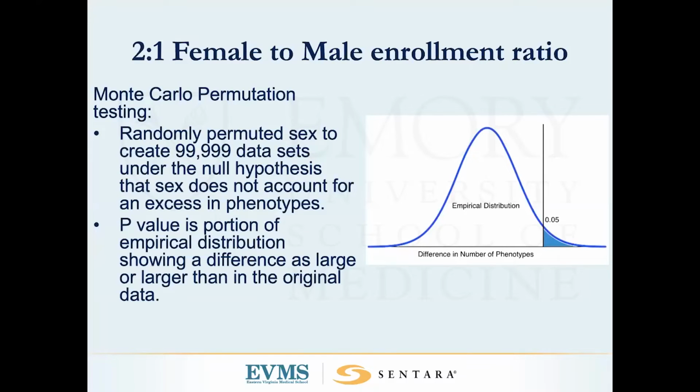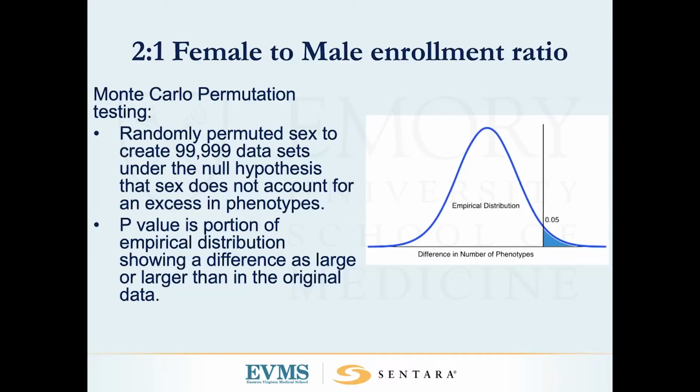Our statistician was Eric Green, and he informed us that because of the 2-to-1 male to female enrollment ratio and the way that things are distributed, the best statistical analysis would be Monte Carlo permutation testing. This is where we randomly permuted sex to create 99,999 data sets under the null hypothesis that sex doesn't account for the excess in phenotypes in the larger group, but it was simply because it was a larger group.